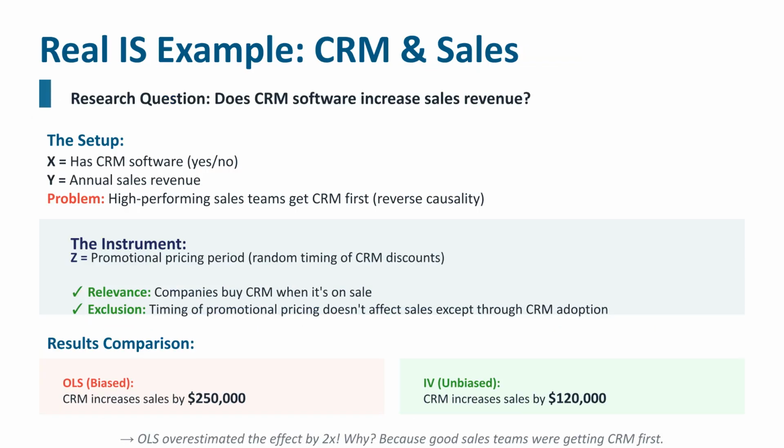In a real-world example, we ask if CRM software increases sales revenue. The problem is that high-performing teams adopt CRM first. Using promotional pricing timing as the instrument, IV estimated an increase of $120,000, while OLS overestimated the effect at $250,000, demonstrating the bias of OLS.